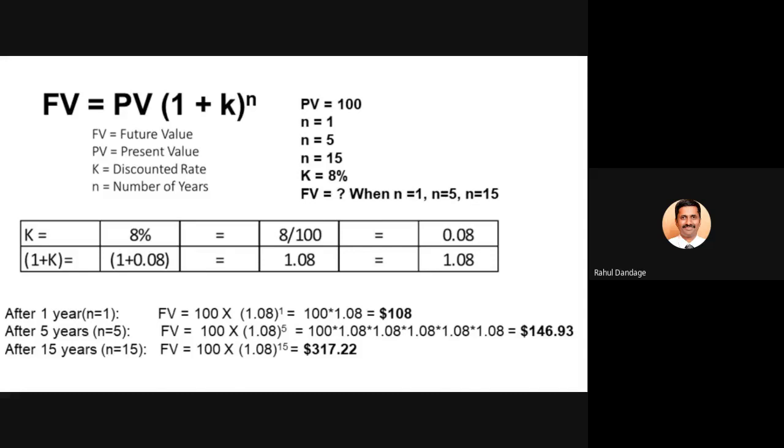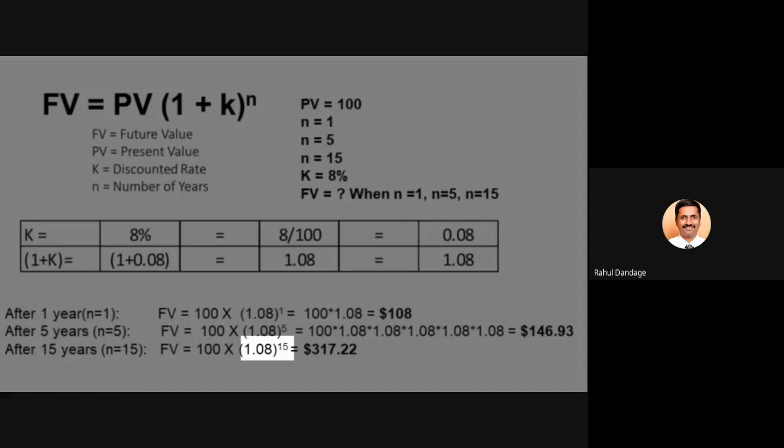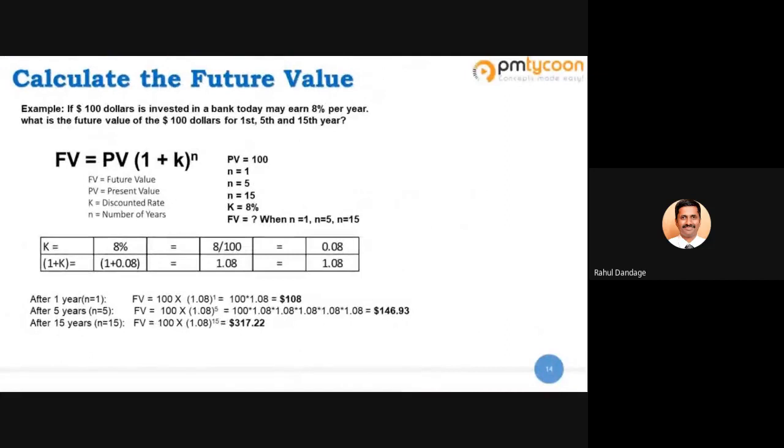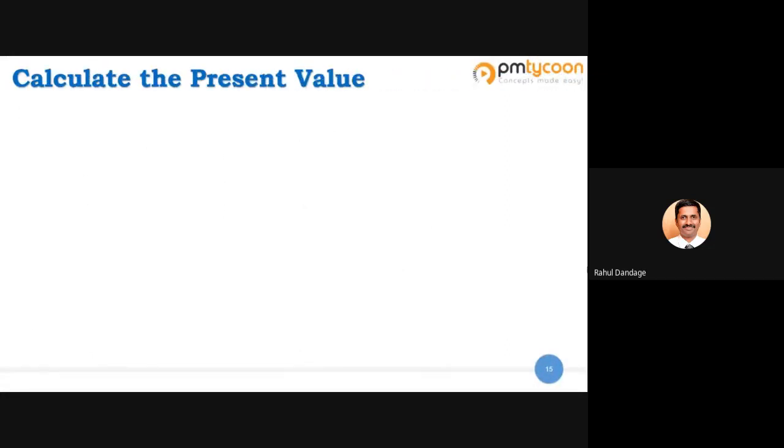Okay. Similarly, if you do the math for 15 years, it is 100 multiplied by 1.08 to the power of 15, which gives us $317. Now let's go ahead and look into how to calculate the present value.